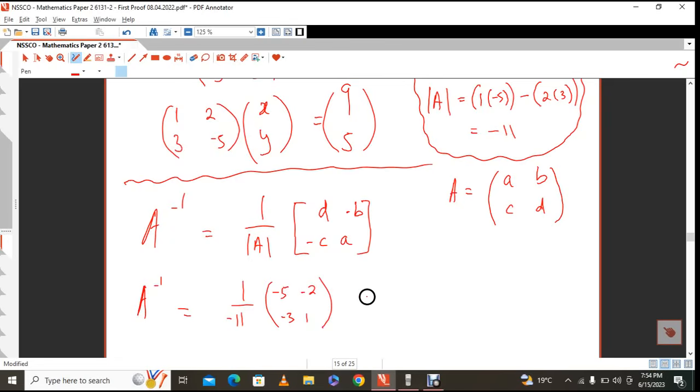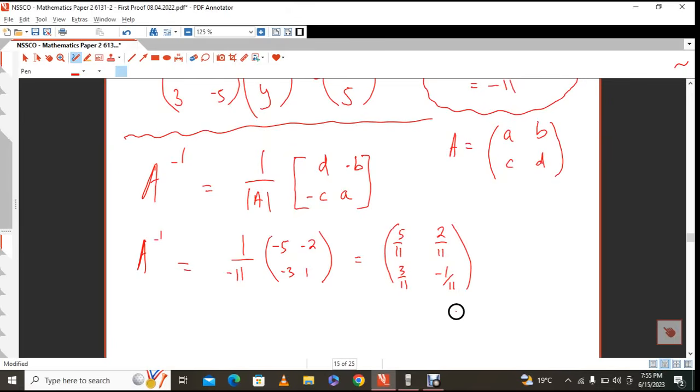So maybe I can just go ahead and multiply that stuff out. So I multiply everything. Negative 5 times negative 1 over 11 becomes positive 5 over 11, because you have a negative times that. And negative 1 over 11 times negative 2 becomes 2 over 11. And this times that becomes 3 over 11. And of course, that times that becomes negative 1 over 11. All right. So this is my inverse of my matrix A.